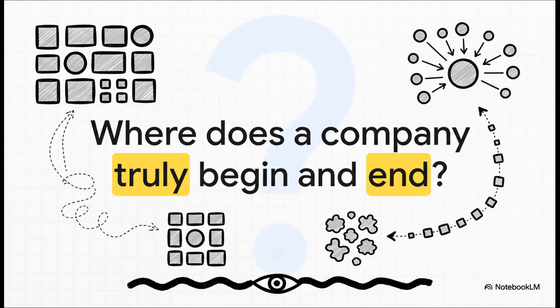So let's start with a really fundamental question. Where does a company actually begin and end? I mean, is it defined by its legal charters, its articles of incorporation, or is it something much more expansive, an economic entity, directed by a single controlling power? Well, consolidation accounting is the framework that tries to answer that very question.